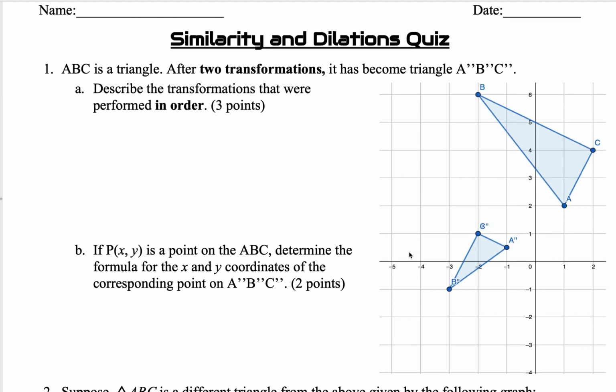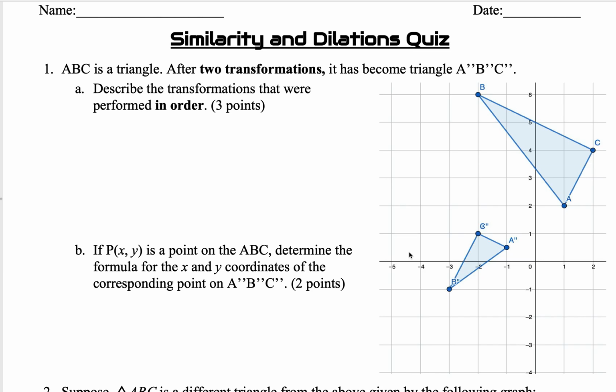So I have a triangle ABC, and after two transformations, it has become triangle A double prime, B double prime, C double prime. I need to describe the transformations that are performed in order, as in the order matters. And then if I have a point on the shape of ABC, what would the formula for the coordinates of the corresponding point on the image, A double prime, B double prime, C double prime, be? Quickly, to talk about how we did, I would say overall good performance on this question.